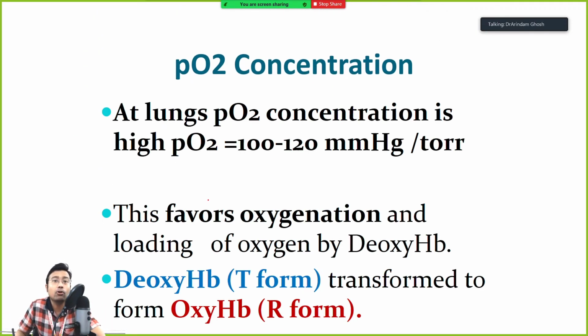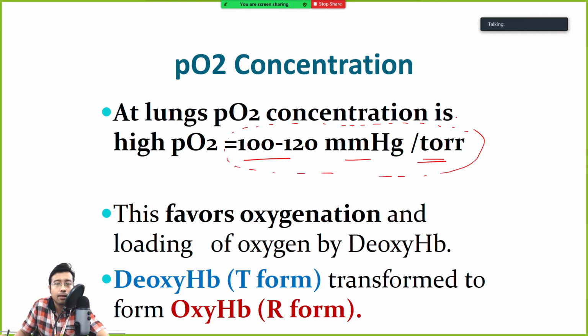Regarding PO2, mind that there is a difference in the unit in which partial pressure can be represented. It can be represented in millimeter of mercury. In our system, we are not measuring with a barometer, we measure with something else. So generally it is represented as 100 to 120 mm of Hg per torr. This is actually the concentration of partial pressure.